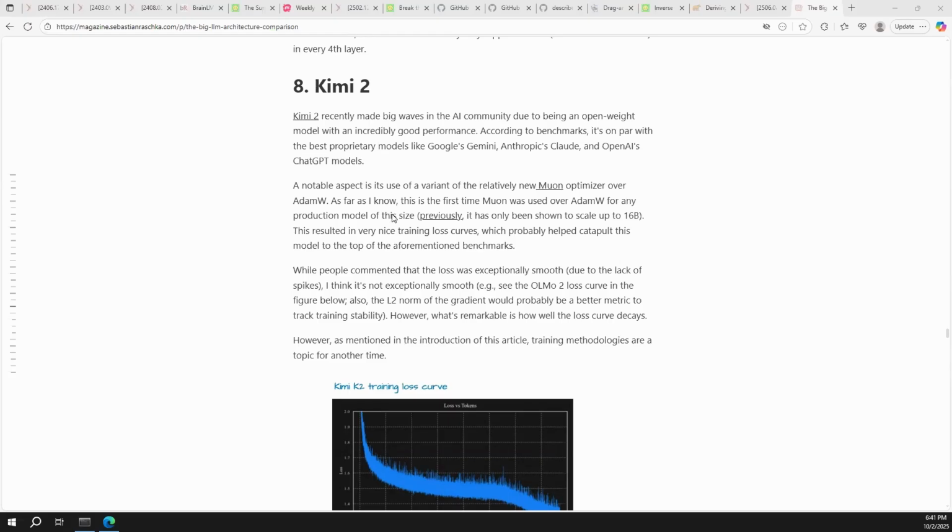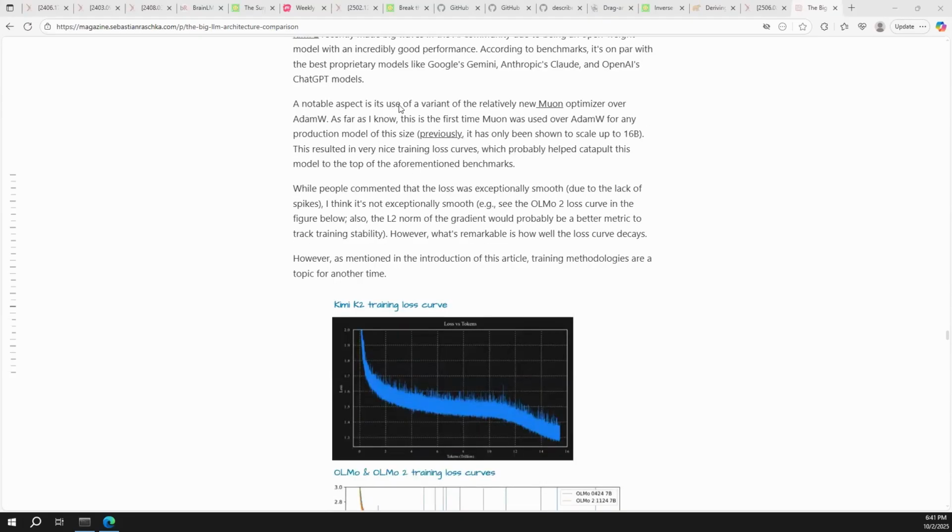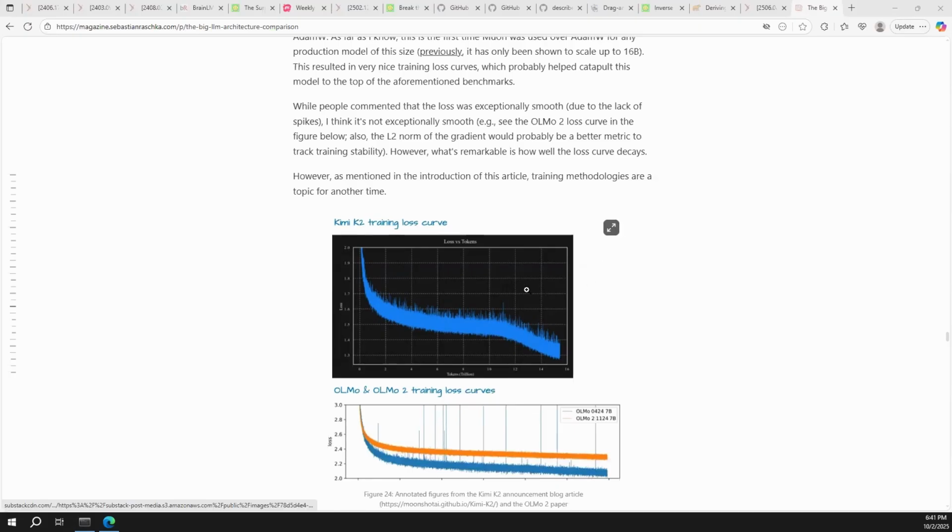So just highlighting a couple things here. He mentions that one notable aspect is that they switched from AdamW, Adam with weight decay, to the new Muon optimizer. And I can't remember if we talked about Muon in this group. I think we did. Yeah, we spent some time talking about optimizers, and we looked at Muon.